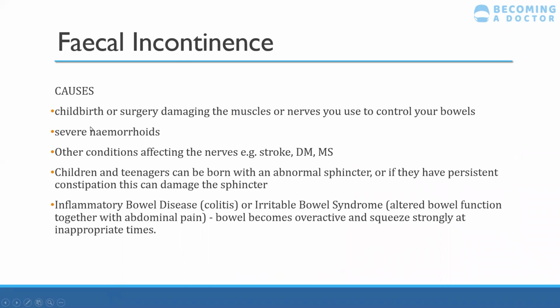Childbirth could be a cause, also severe hemorrhoids, and other conditions which affect the nerves, such as strokes and diabetes. Some children are born with an abnormal sphincter, and there's also inflammatory bowel disease or irritable bowel syndrome, so Crohn's disease or irritable bowel syndrome, which can cause your bowel to become overreactive. At this point, it can cause fecal incontinence as well.